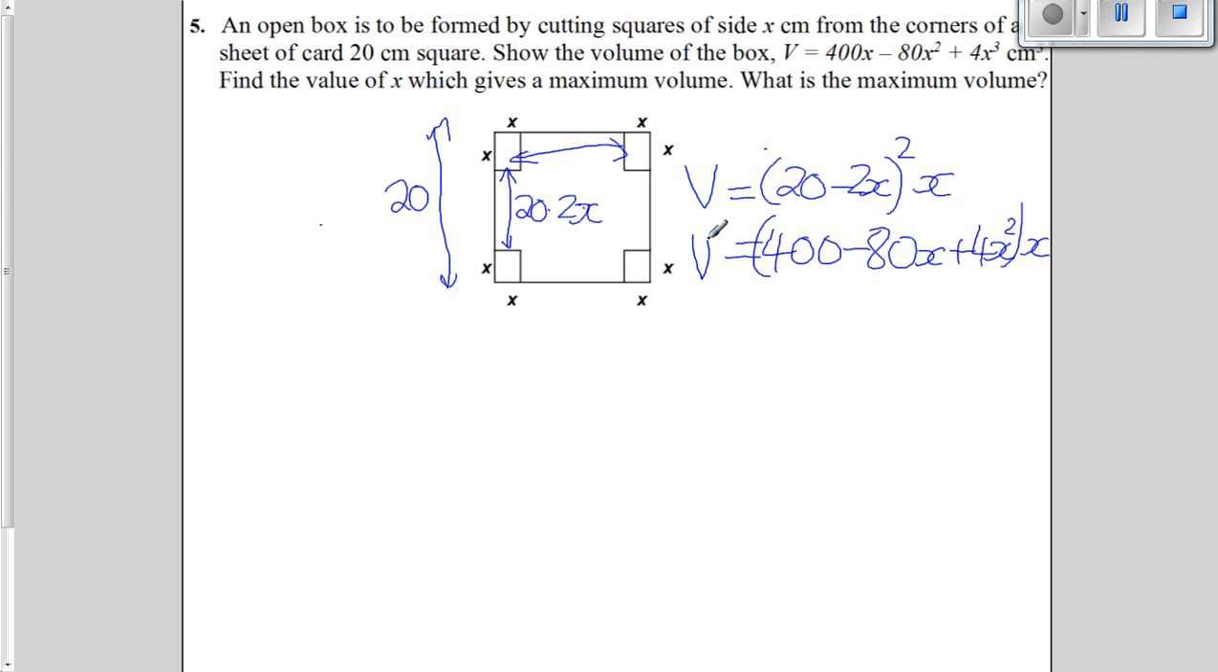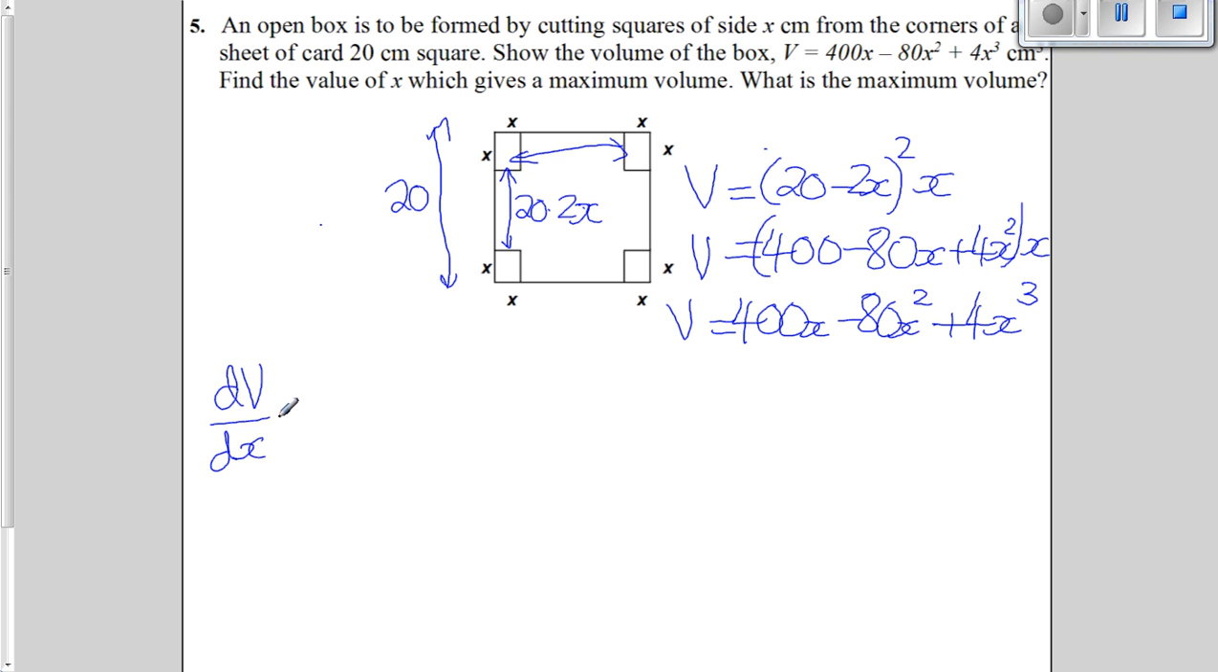And so the volume that we finally get is the thing in the question, the 400x minus the 80x squared plus the 4x cubed. As it's a show that, you might want to do an extra line of working in here just to make sure that you didn't just make that bit up. Well, as it's a differentiation sheet, we're going to differentiate, but why are we doing that?